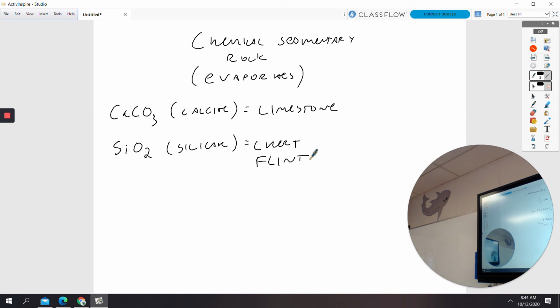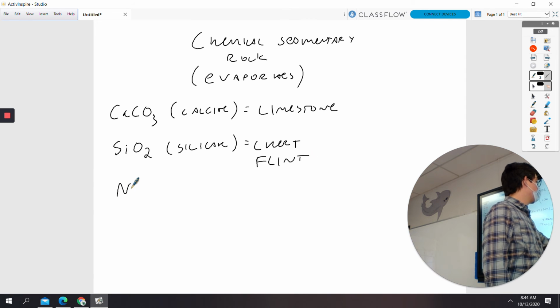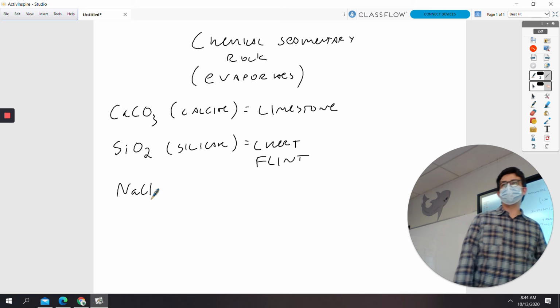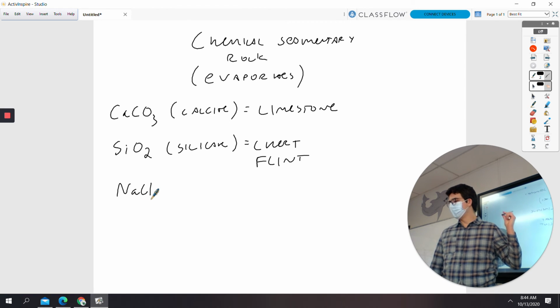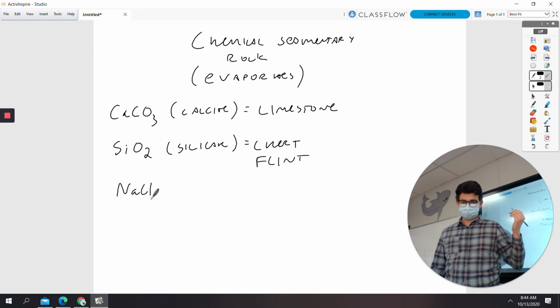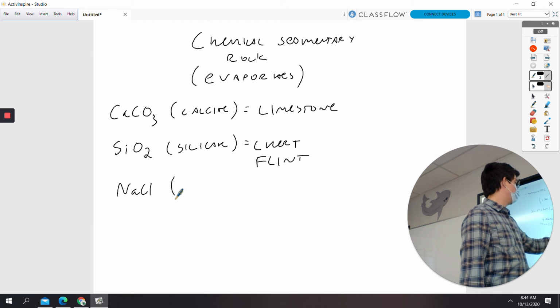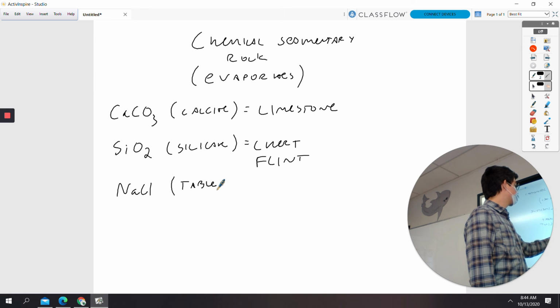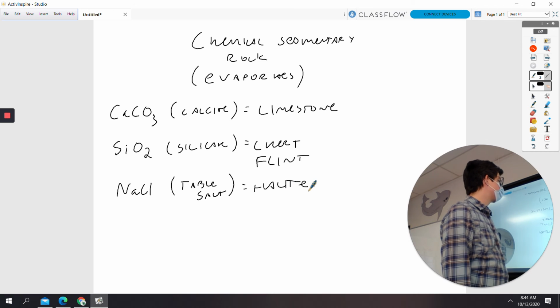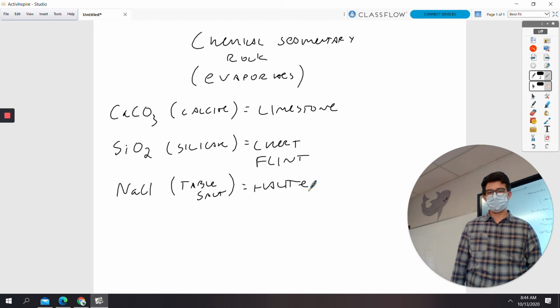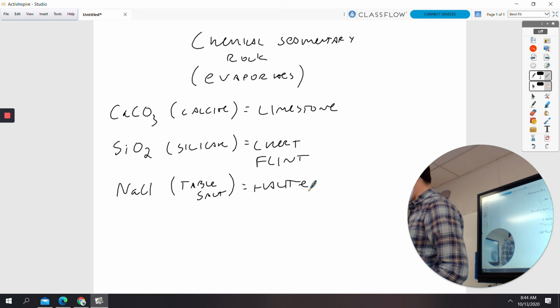I don't have an example of this one, but if it's made out of NaCl, you know what NaCl is. What's sodium chloride? Salt. It's table salt, right? Table salt. We call this halite. And these are the main kinds of chemical sedimentary rock.